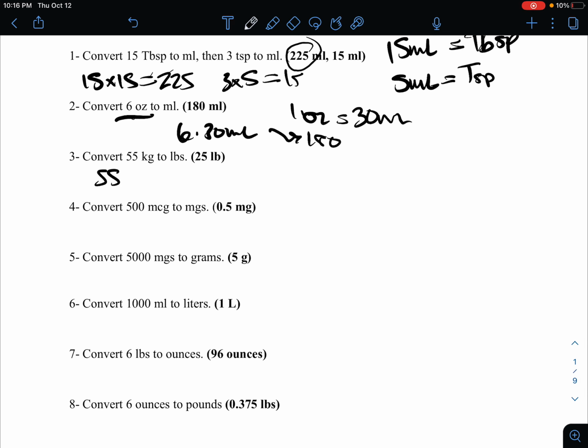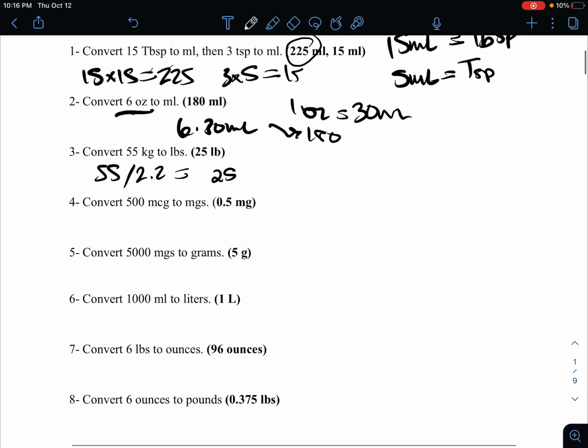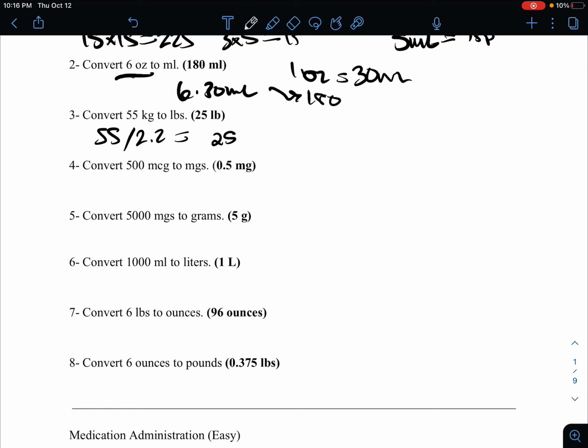We should know how to convert 55 over 2.2 equals 25, right? That we should know how to convert kilograms to pounds. Okay, for this one, it is 500 divided by 1,000 equals 0.5. So one way you can remember this is just moving the decimal over twice, right? Move it over twice, or you can move it back twice. So yeah, 0.5 milligrams.